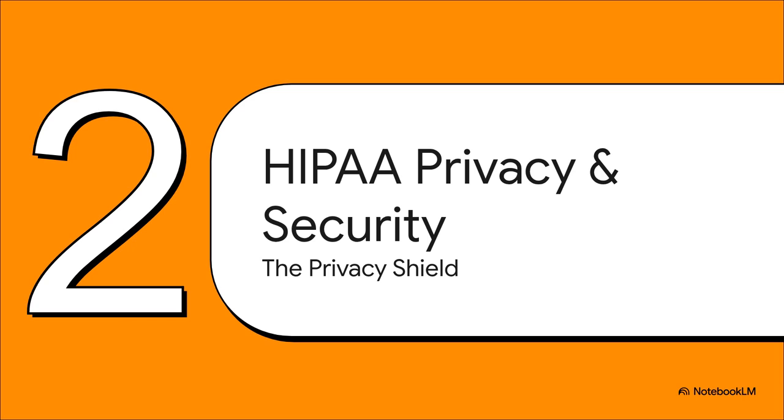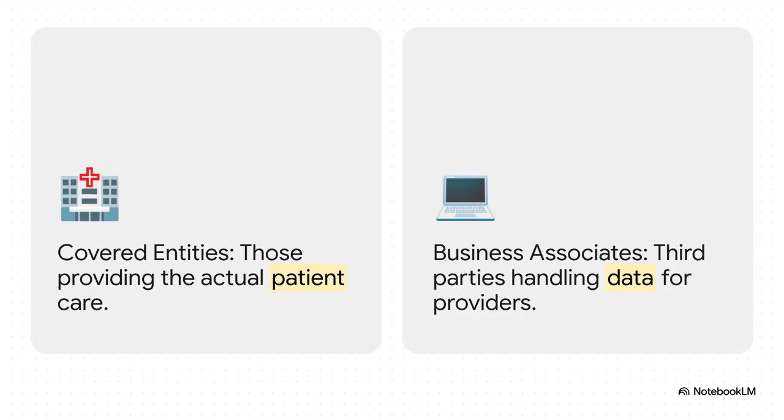Moving right along to Section 2, HIPAA Privacy and Security Rules. Think of this as your ultimate privacy shield, governed by the Health Insurance Portability and Accountability Act. Now, there's a very clear line drawn in the sand here for the exam. HIPAA rules apply strictly to covered entities. These are the folks actually providing care, like hospitals or clinics. But it also extends to their business associates. These are the third parties handling data for the providers, like a billing company or an IT vendor. Both are completely on the hook for compliance.